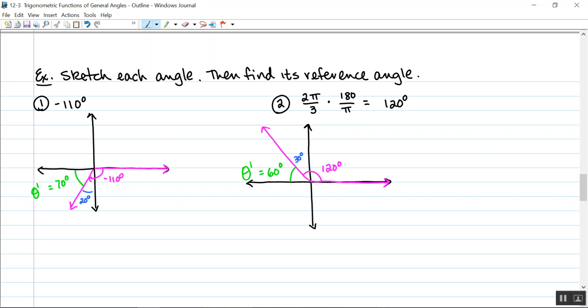Okay, so 60 degrees, but since my problem started in radians, it needs to end in radians, so I'm going to do 60 degrees times, I need to have a pi in my answer, pi over 180, or pi over 3. So in this case, my reference angle is pi over 3.